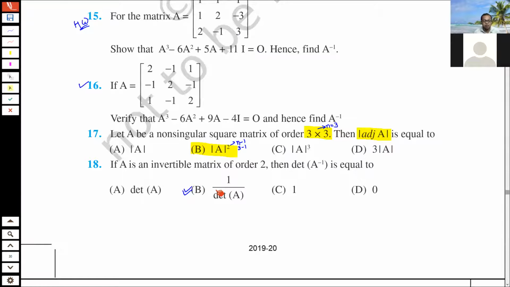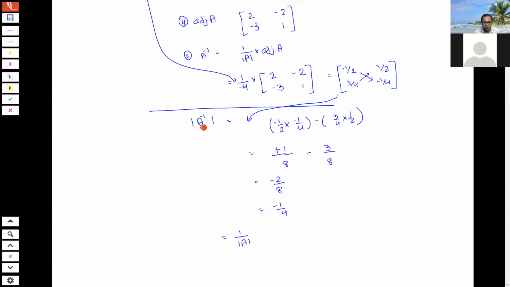So we have option number B, which we have proved. The determinant of the inverse matrix, which is minus 1 by 4, is nothing but 1 upon determinant of A, which is minus 4 in this case. So 1 upon minus 4.